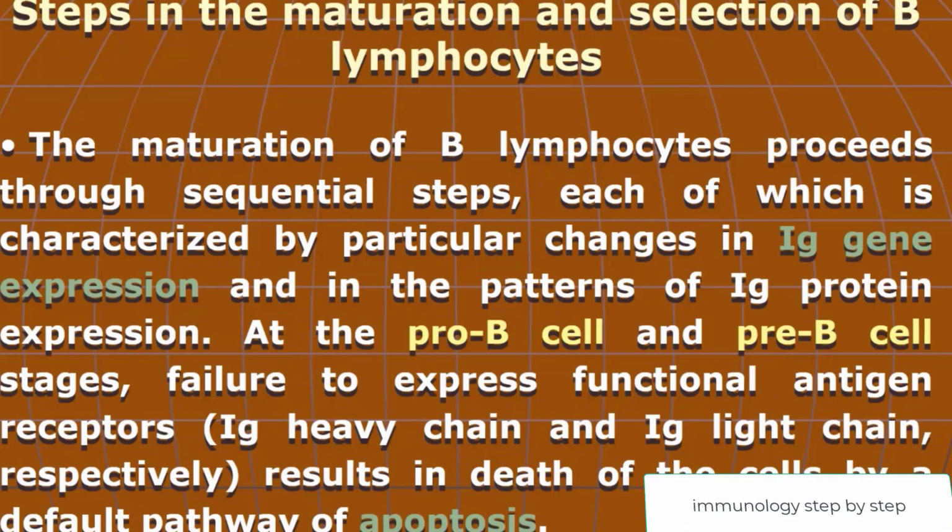Steps in the maturation and selection of B lymphocytes. The maturation of B lymphocytes proceeds through sequential steps, each of which is characterized by particular changes in Ig gene expression and in the pattern of Ig protein expression. In the pro-B cell and pre-B cell stages, failure to express a functional antigen receptor Ig heavy chain or Ig light chain, respectively, results in death of the cell by the default pathway of apoptosis.